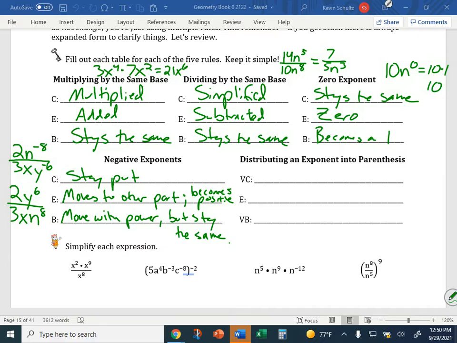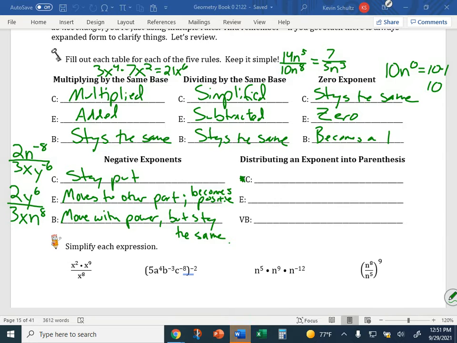Okay. And then the one we just learned, distributing an exponent into parentheses. I've got VC because this stands for, no, it doesn't. I think it stands for variable coefficient. That wouldn't make any sense. Variable coefficient. Maybe it's supposed to be, well, we'll just get rid of the V. Yeah, very cool. I don't know.